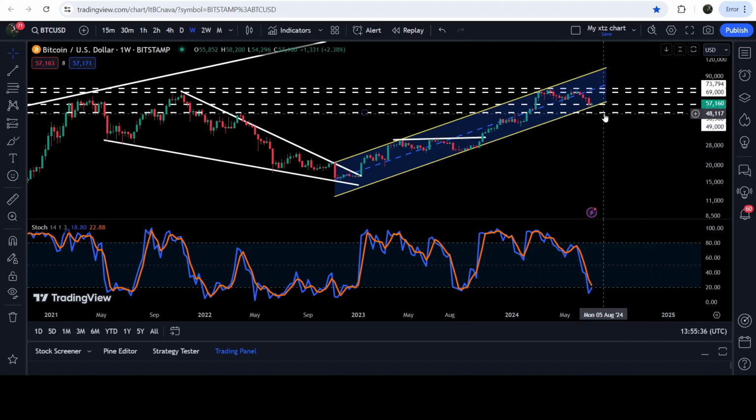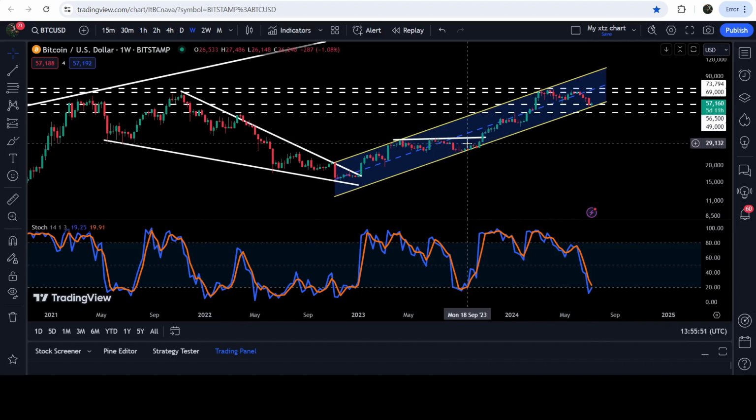And we need to keep an eye, by the way, on this support of $49,000. For example, if the price then breaks down the support of the channel, this support can still be very, very significant, because previously it was working as a resistance here, and here, and here as well. And this time it can work as a very strong support.